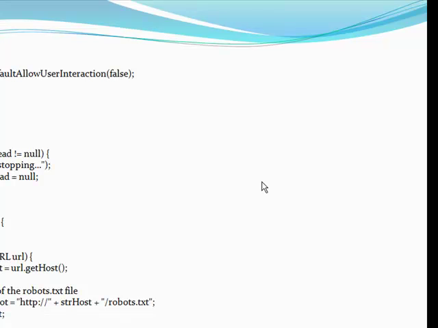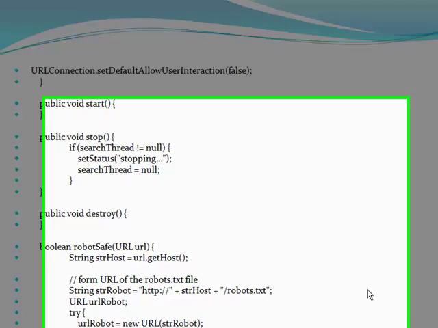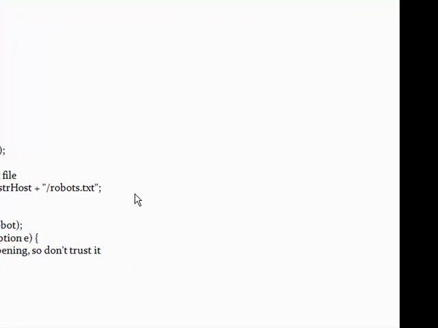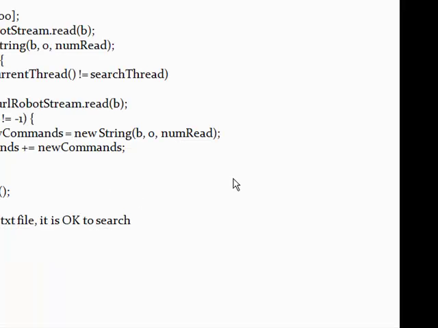And again another function, a boolean function, robotSafe. We will pass the URL. In the beginning, URL dot getHost is assigned to the strHost string variable. We are using try and catch, and we are handling this part. There's a string strCommands. Again we are using try catch conditions. In the input stream urlRobotStream, we have passed the URL robot openStream function. There's a byte array, and we pass new byte[1000] as the parameter.